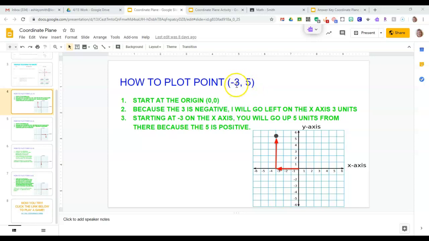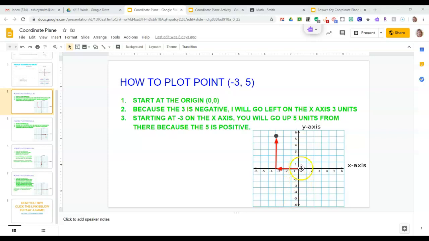Remember, the first number that is listed is the x coordinate, which means this is telling me to go left or right first based on whether or not it's positive or negative. And that's why I drew these arrows right here to show you that because this is negative, you're going to go left. So you're always going to start at the origin. You're always going to start at 0, 0. And this is 0, 0 right here, where the two axes cross. So you're going to start here.